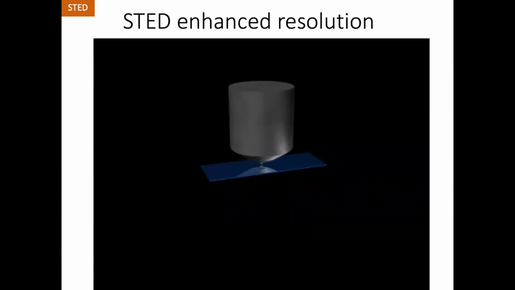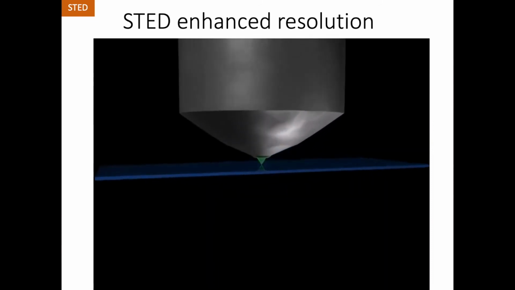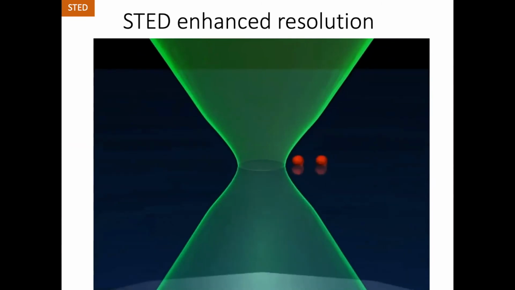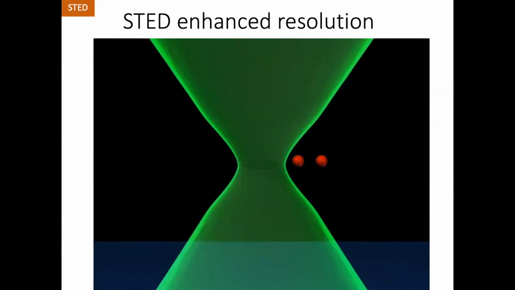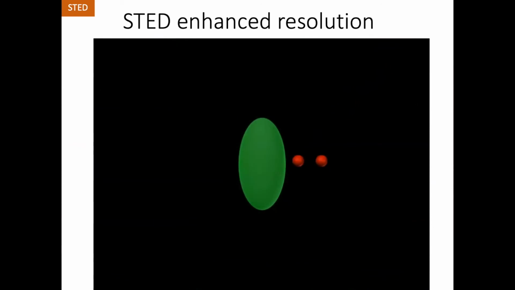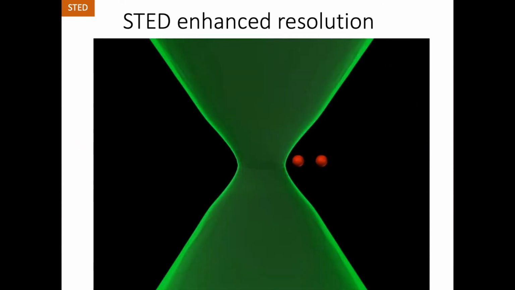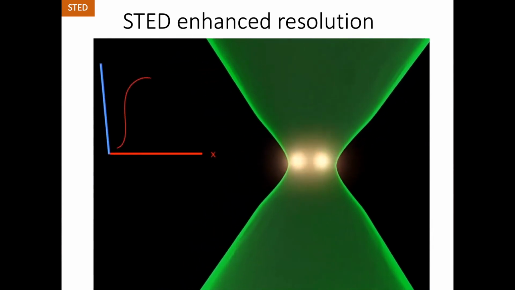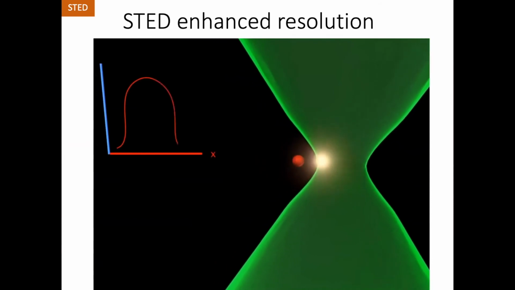And we have a little animation to look at that. So we're looking at first at a normal confocal beam. So you see the lens, and at the focal point, the beam will be very narrow. And we have two fluorophores, the red dots. And we're going to scan our beam through our sample. And when we excite, the dyes will emit, and you get a profile like that.